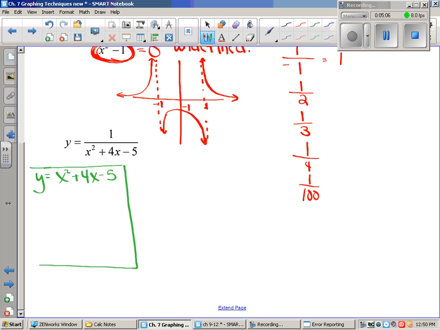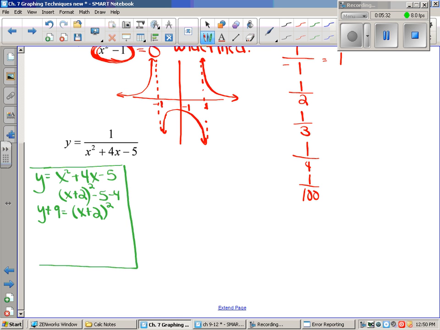Since we're in this translations chapter, I think it's really helpful if we focus on that translation method and do the completing the square. So that's x plus 2 squared, and we have, of course, the minus 5 here. But we would have a positive 4, so I'm going to subtract 4. So what I have is y plus 9 equals x plus 2 squared. If you need to, take a moment, think about that and how I got that.